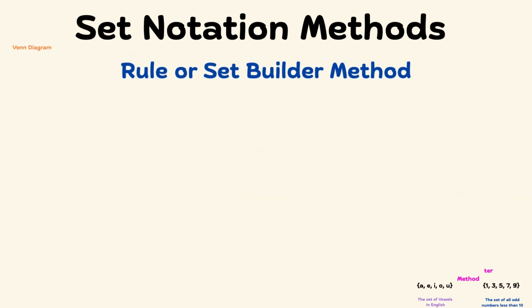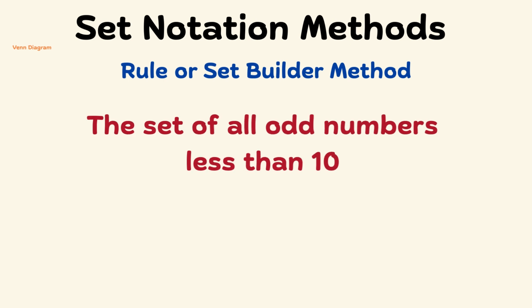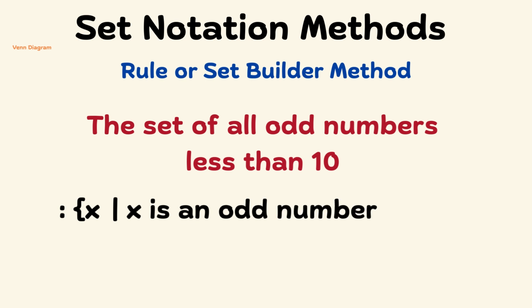And then we have the rule or set builder method. And here we define the set using a rule. So for example, just as we did in the set of all odd numbers less than 10, under the rule or set builder method, we're simply going to write this as the set of x, where x is an odd number and x is less than 10. Here we're making use of letters, numbers, words, and symbols.